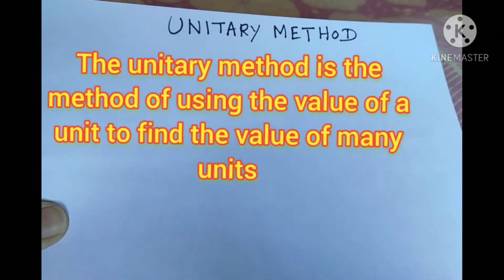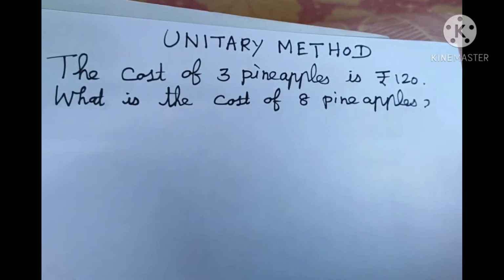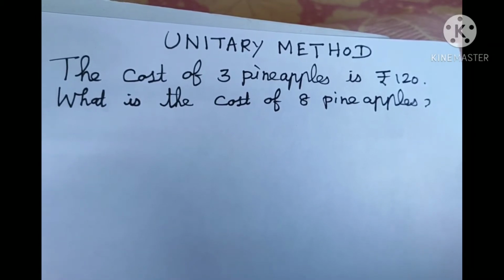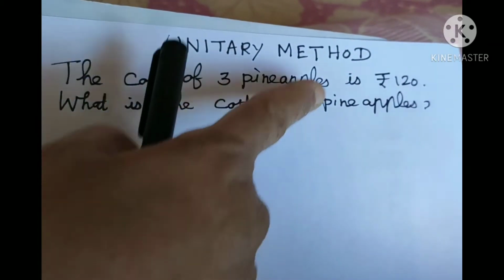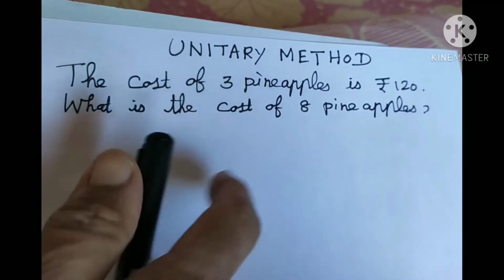For example, the cost of 3 pineapples is rupees 120. What is the cost of 8 pineapples? Here, more pineapples, and the value will also increase. So it is direct proportion.